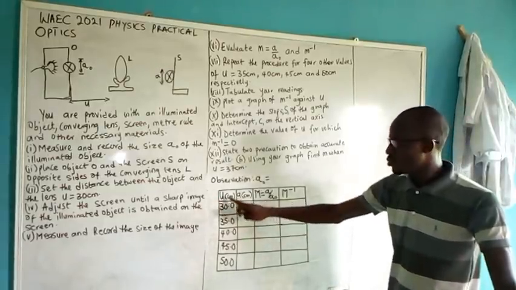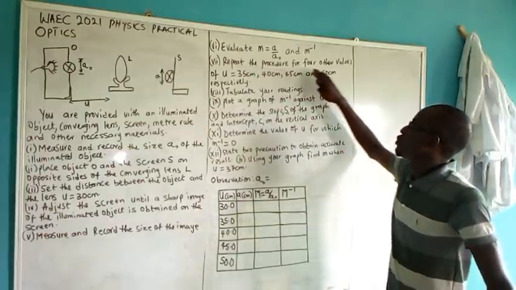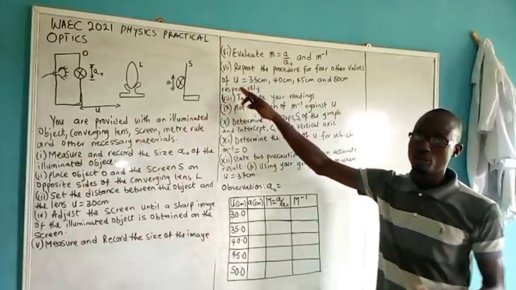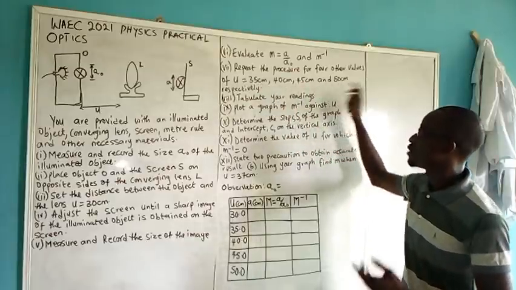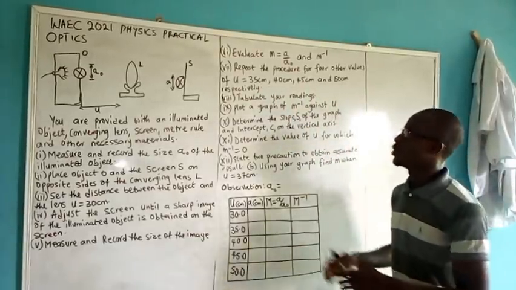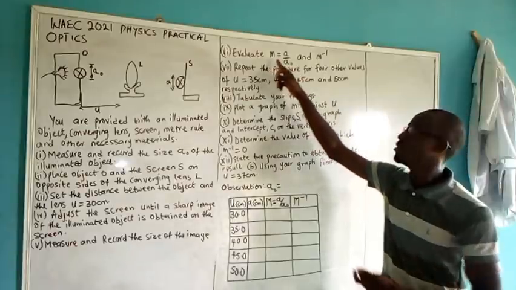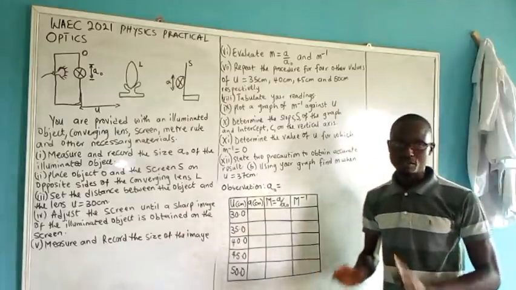We have the U, which we are meant to work with. So we repeat the procedure for 4 other values. We're going to set the object distance to be 35, 40, 45, and 50 respectively. In each case, we are also going to measure or calculate M and M inverse. Thereafter, we have that in our table after the experiment.